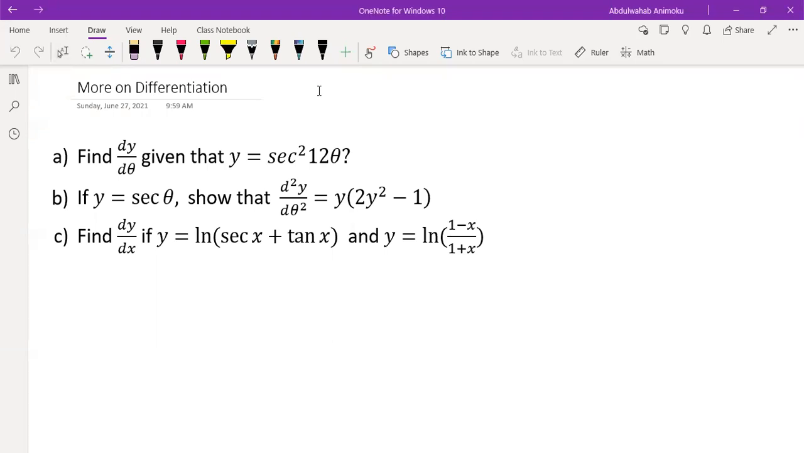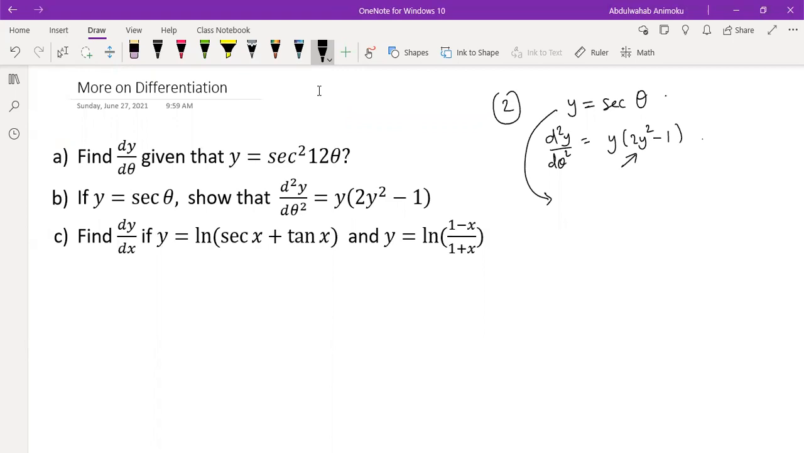Now we are looking at the second problem. We have our function y as secant theta, and we need to show that the second derivative of this function with respect to theta must be equal to 2y times 2y squared minus 1. Which means all we need to do is find the second derivative of this function and then simplify it in this format. All right, so let's do that.